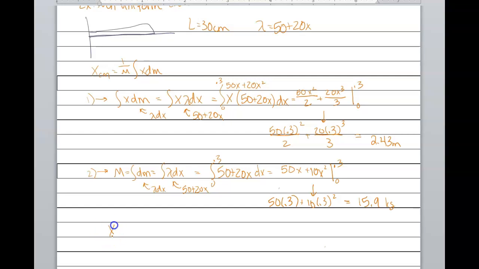Now plug it into my overall equation. You can take the inverse, or you can just take the inverse here. So 1 over 15.9 times integral of x dm, which we said was 2.43. So that gives me a center of mass of 0.153 meters. So a little bit off center, wherever that is.